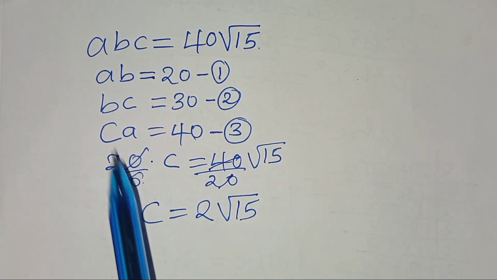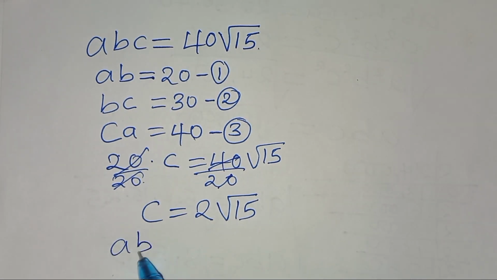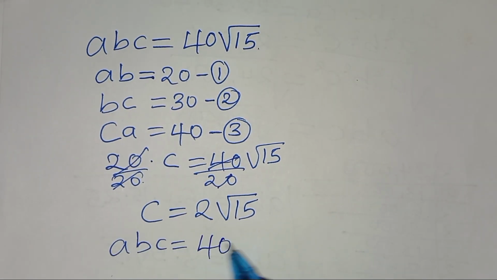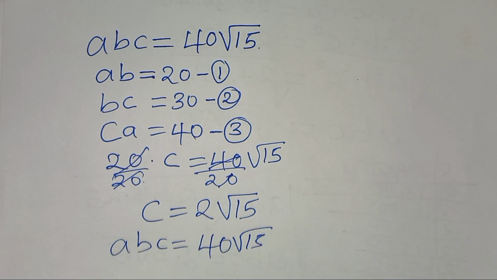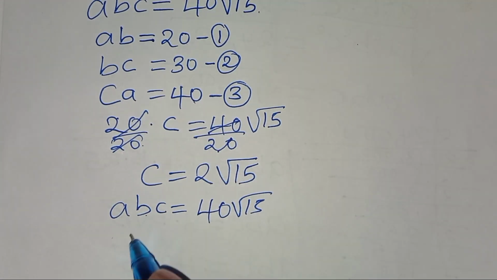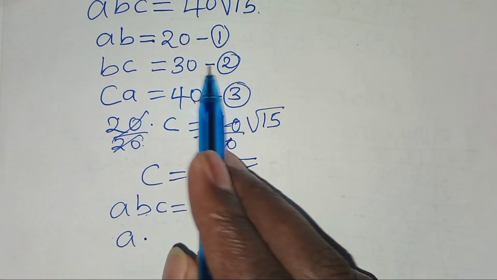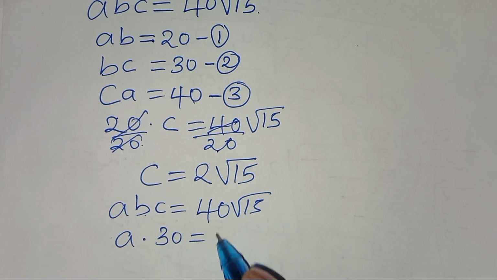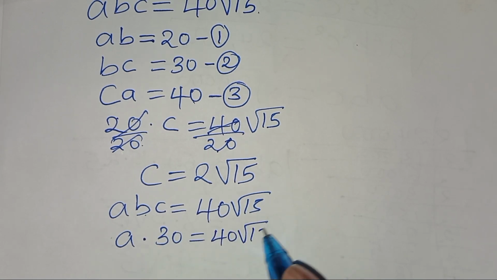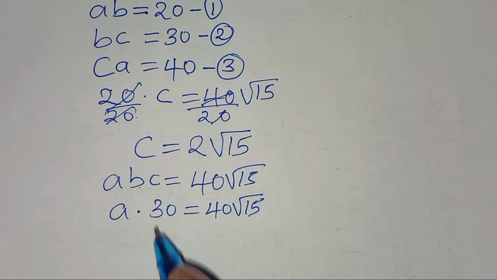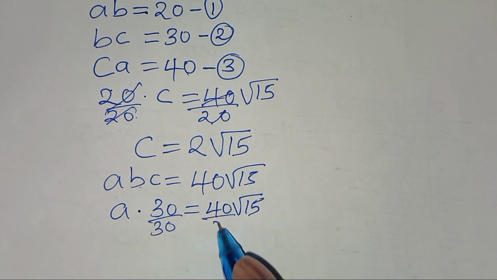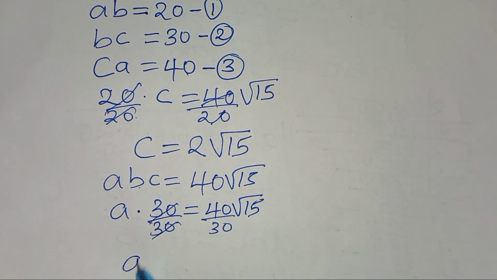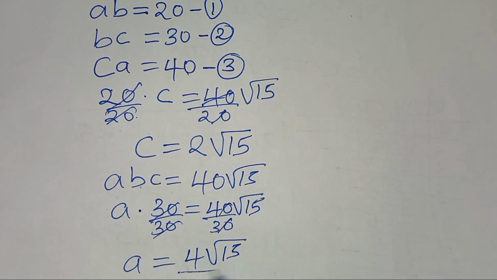So let's proceed to solve for the value of a. We have abc equal to 40 square root of 15. So let's substitute the value of bc. We have a times bc, and bc is equal to 30. So this is equal to 40 square root of 15. So let's divide both sides by 30. And therefore the value of a here is equal to 4 square root of 15 divided by 3.